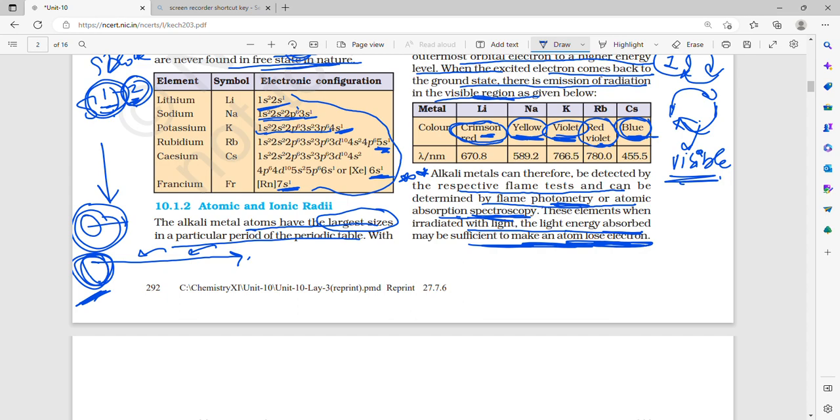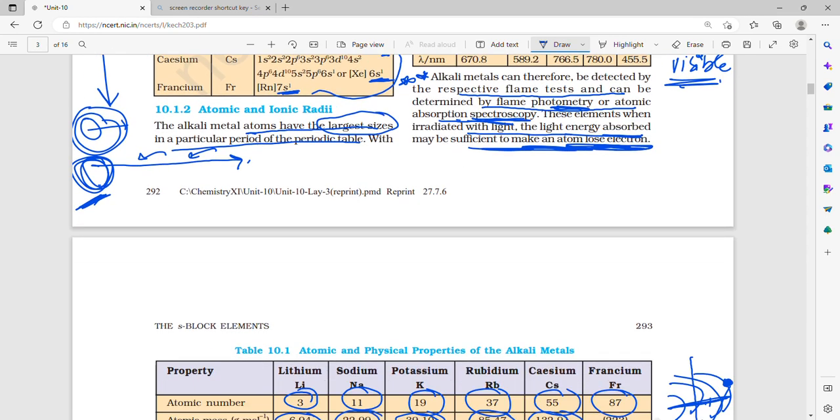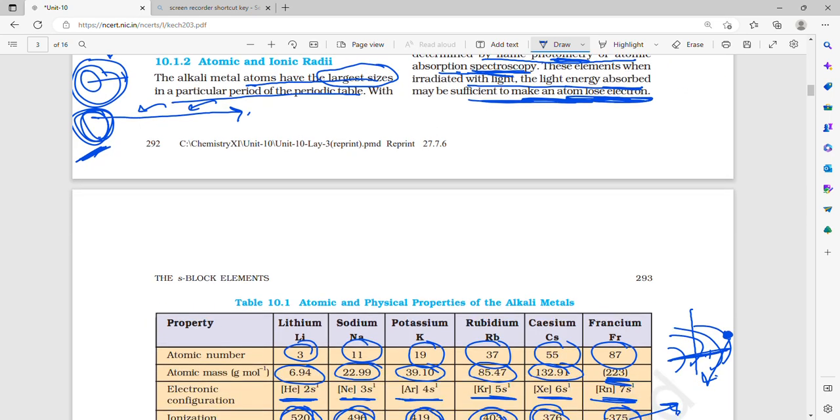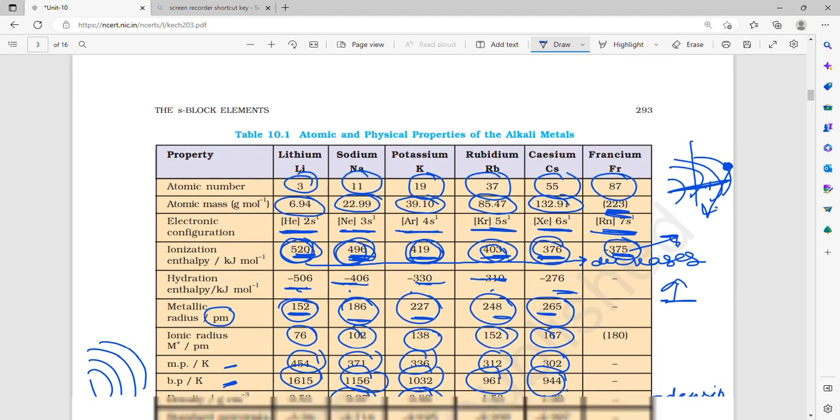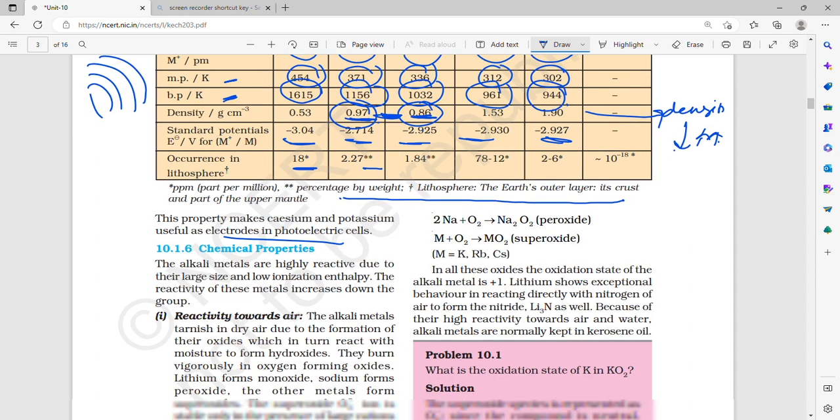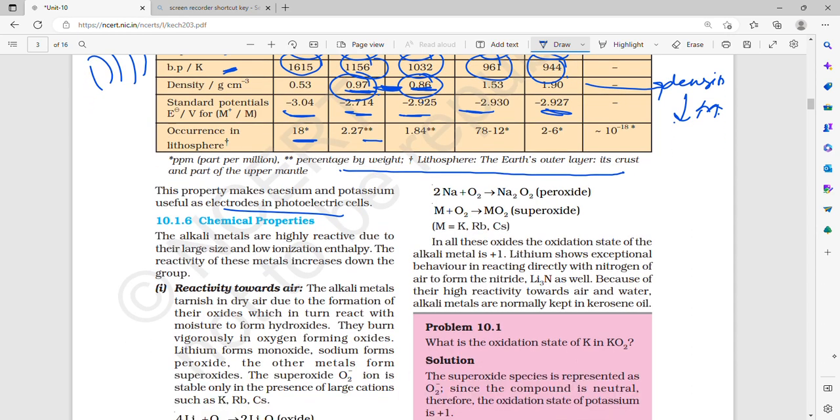So alkali metals can be detected by their respective flame test and can also be determined by flame photometry or atomic absorption spectroscopy. These elements, when irradiated with light, absorb light energy that may be sufficient to make the element lose an electron, and this property makes cesium and potassium useful as electrodes in photoelectric cells. That is because when irradiated with light, the absorbed light energy is enough to make them lose electrons. This is an important point.